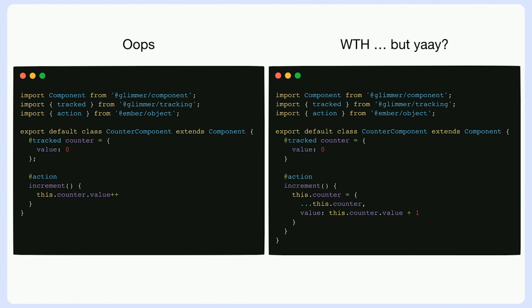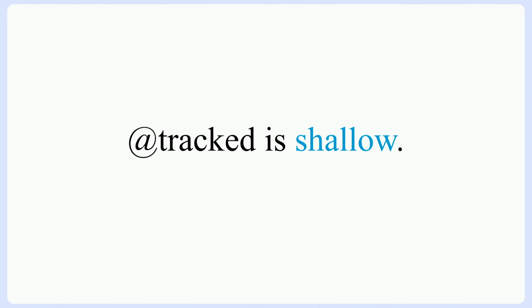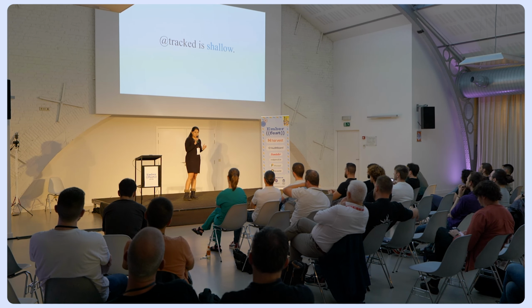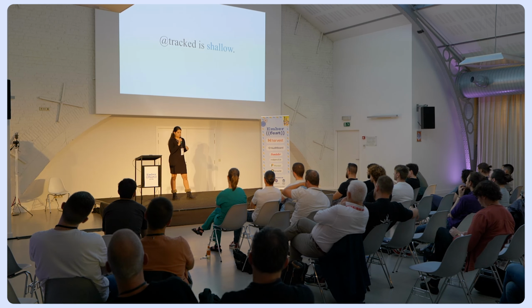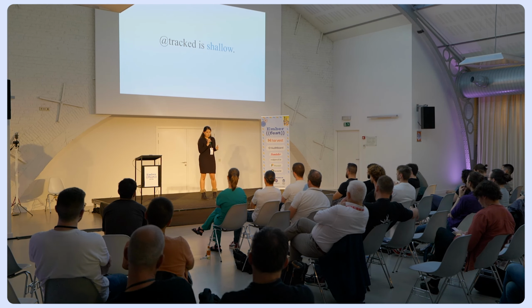We're going to take a second and quickly look at this. So both of them are the same object, but there's a slight difference in how the increment function is working. And the reason for why this works is because tracked is shallow. What that essentially means is that when you have a tracked property that has a collection, tracked only takes care of the reference to that collection and not every single item inside of it.